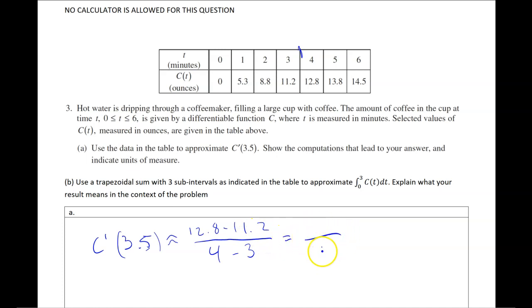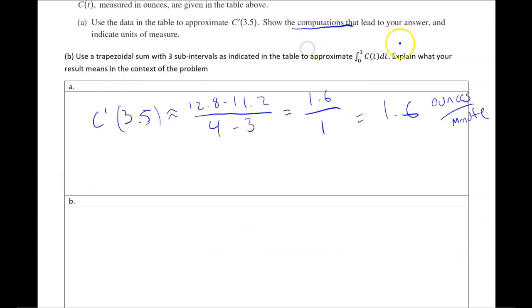And I get 1 on the bottom and 1.6 on top. And notice in the text it says show the computations. That's my computation. And then it says indicate units. So if I have ounces per minute, y is per x, there's my solution. In part B, I'm asked to use a trapezoidal sum, and I actually edited it since I made this.